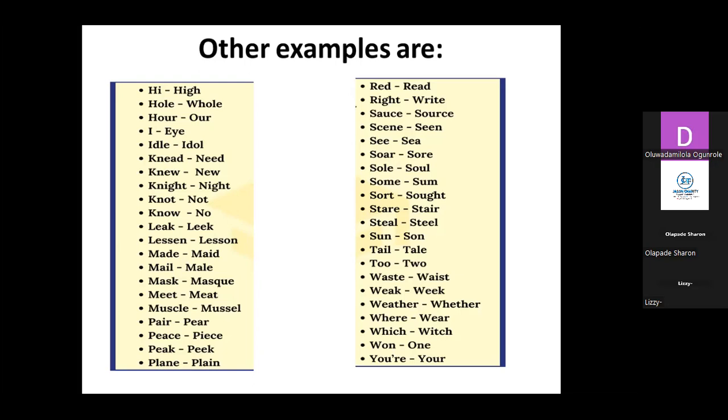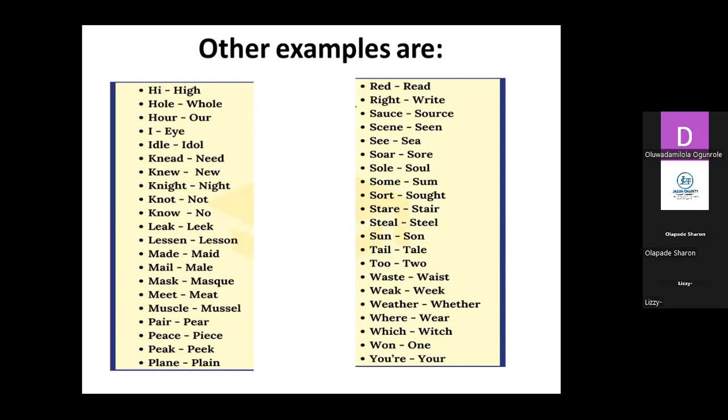Another one that we have there is hour, as in the hour of time. We can say 60 seconds make a minute and 60 minutes make an hour. That's the first one. The second one is our, a possessive pronoun. So look at the spelling and don't make a mistake there. Another one is I, when you're using the first person singular pronoun, I. And the other one is eye, an organ in your body that you use for sight.